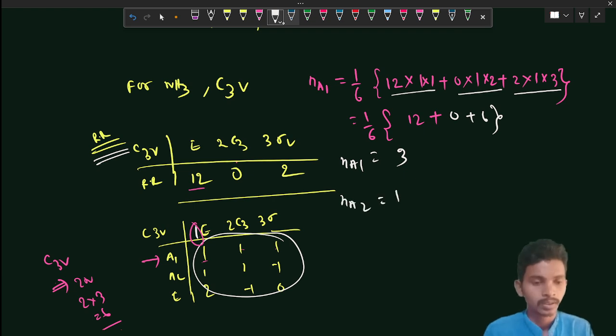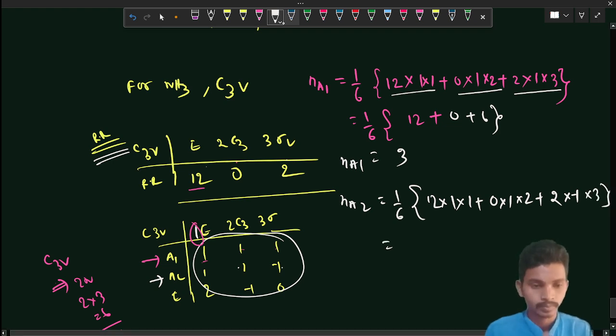Similarly we go for the next, nA2. Again 1 by 6, and I start again with 12. For E, 12 into 1 with coefficient 1, plus 0 into 1 with coefficient 2, and then for sigma v, 2 into -1, with coefficient 3.